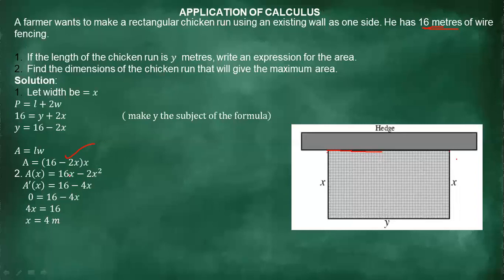But because they are looking for dimensions, you can see this side is 4 meters and this side is 4 meters. To get the length, you take this 4 and substitute there, and it's going to give us the length. Then it's going to give us all the dimensions. The length is 8 and the width is 4.